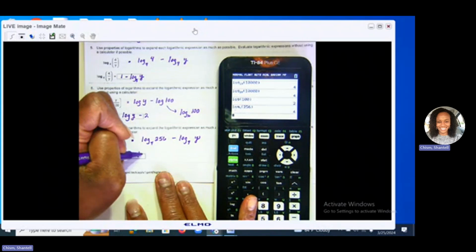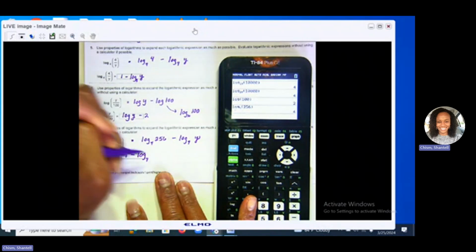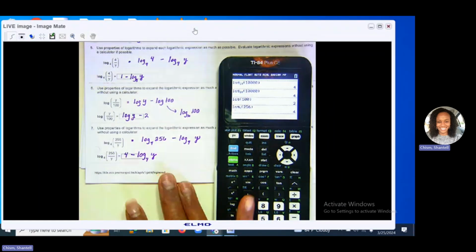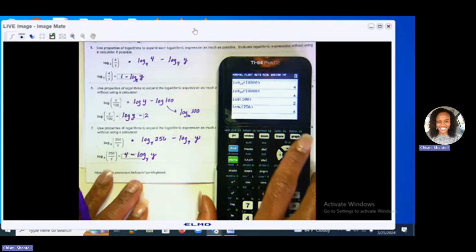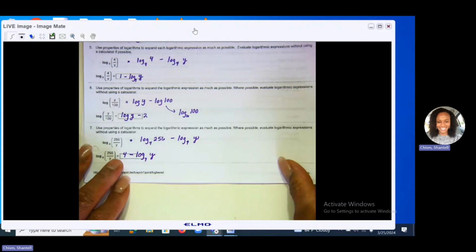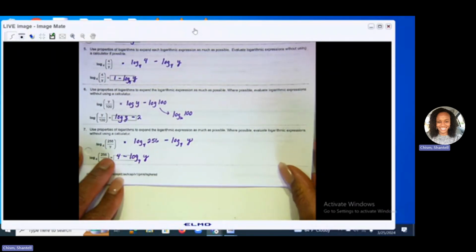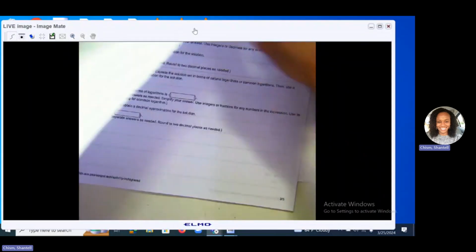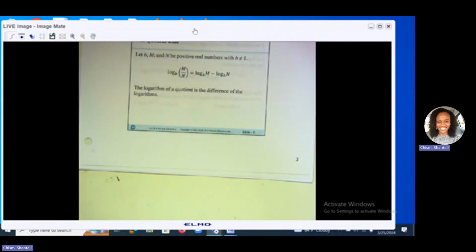And then we have minus log base 4 of y. Okay? So far, so good, I'm hoping, but I'll make sure that I allow time in class to go over any questions that you have, okay? All right.